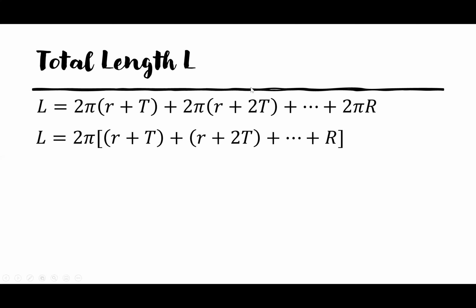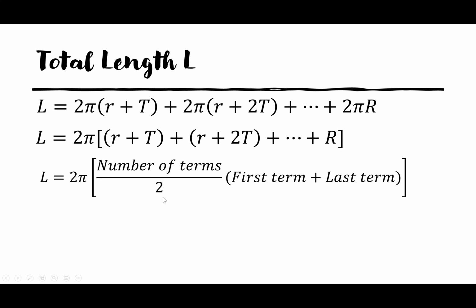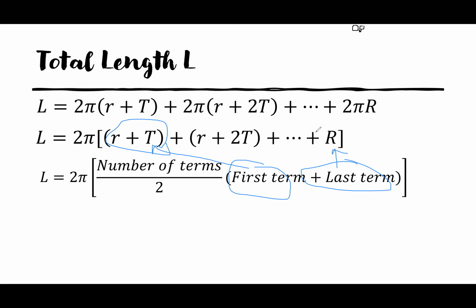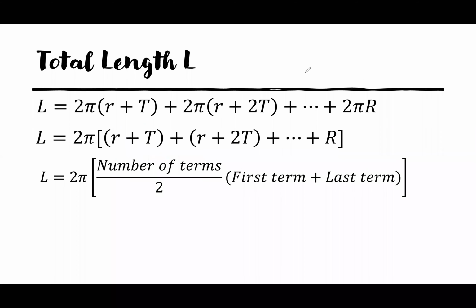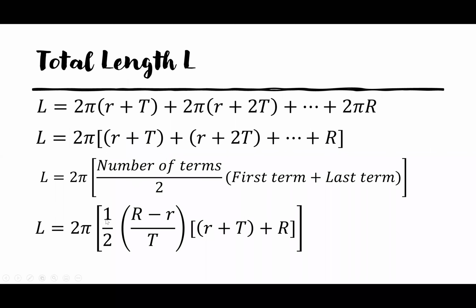And we know the sum of an arithmetic sequence is the number of terms divided by 2, multiplied by the first term plus the last term. Our first term, let me just draw it over here, is r plus t, and our last term is just R. The number of terms is what we got from the previous page. Now we're just going to substitute everything in, and then we'll get this length formula.